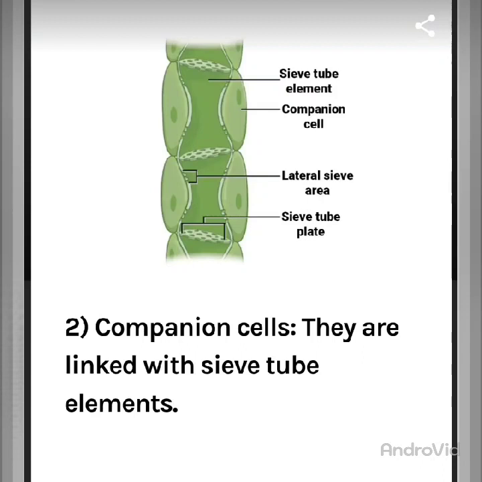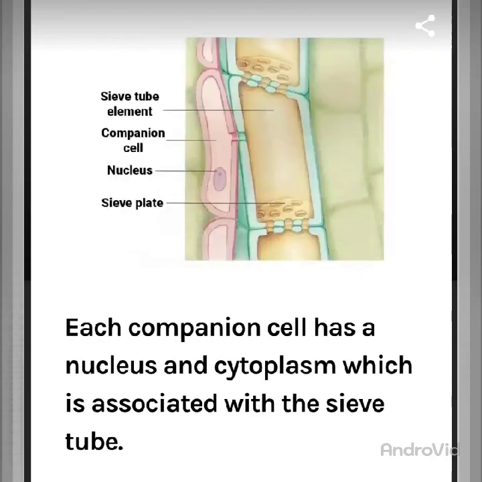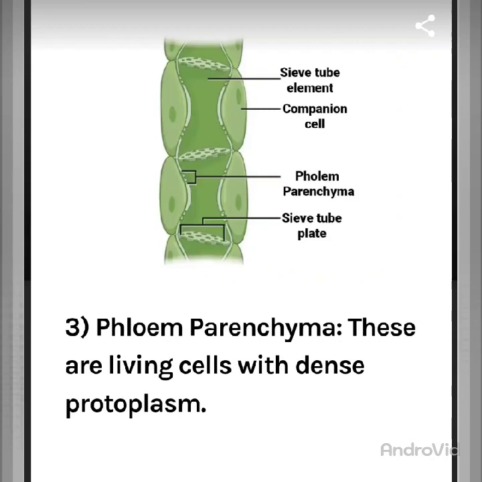Now we are moving to the second type, companion cells. Companion cells are arranged at the sides of the sieve tube element. Here you can see the companion cells are arranged laterally at the sieve tube element, and in the middle of the sieve tube element you can see a sieve plate structure. That sieve plate structure is what? Sieve tube plate. So the companion cells are linked with the sieve tube element, right?